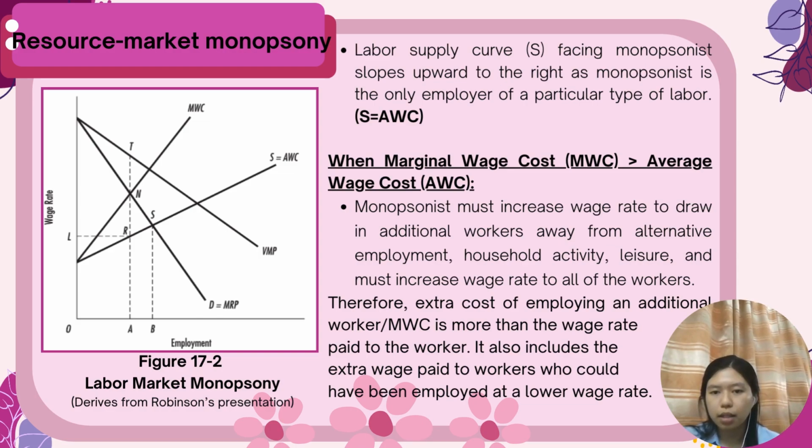Another factor also includes household activity and leisure, and overall, the monopolist has to increase wage rates to all of the workers. So at this point, the extra cost of employing an additional worker will be more than the wage rate paid to the worker, because this includes the extra wage paid to workers who could have been employed at a lower wage rate.